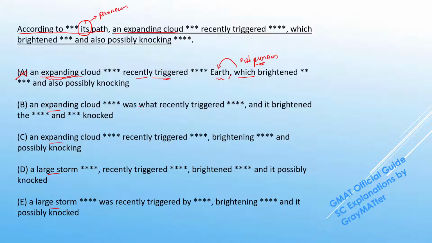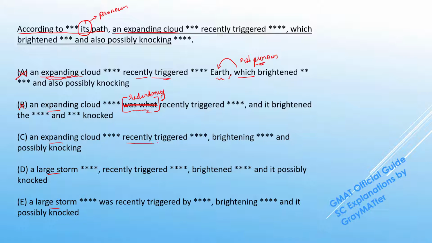Now, when you compare B with A, we can see that instead of straightforwardly saying "recently triggered," we have these two words, "was what," in front of "recently triggered." Now, when you see these words in any question, ask yourself, are these two words actually necessary in this position? Because if you think about it, even if you take this out of the sentence, the elimination of these two words has no impact on the meaning of the sentence. Thereby, these two words are causing a redundancy. And redundancy is such a grave error that you don't have to look for anything else. B goes off.